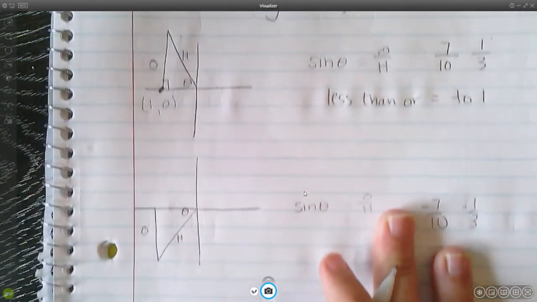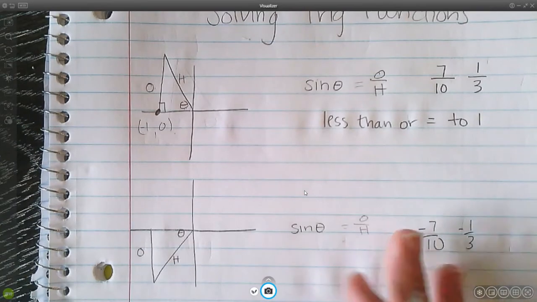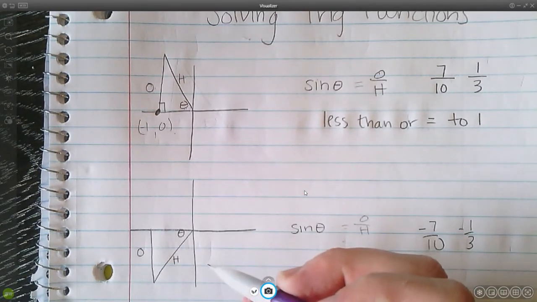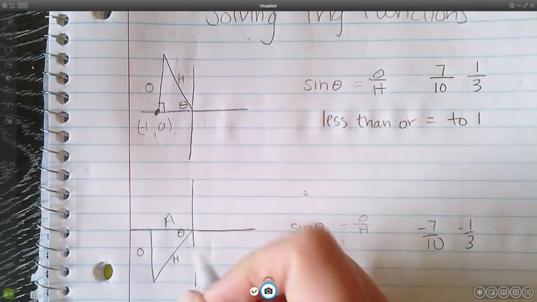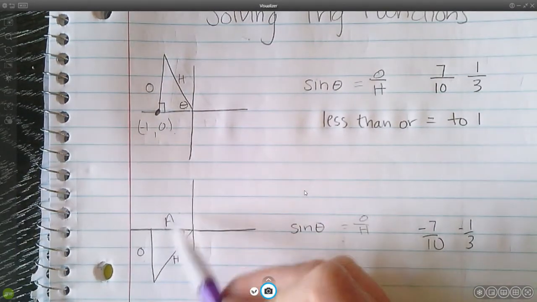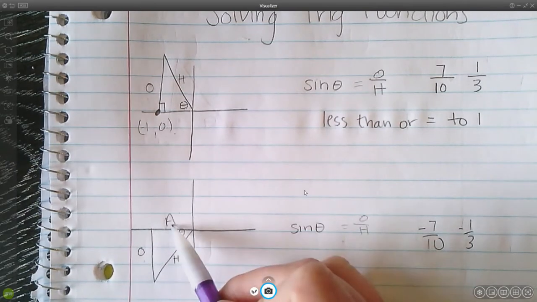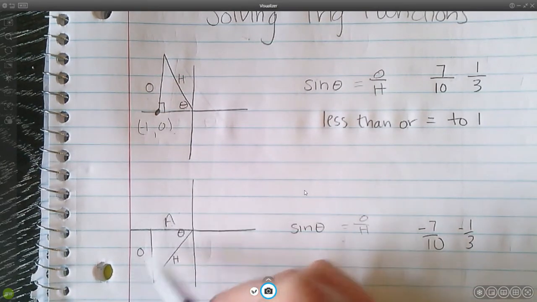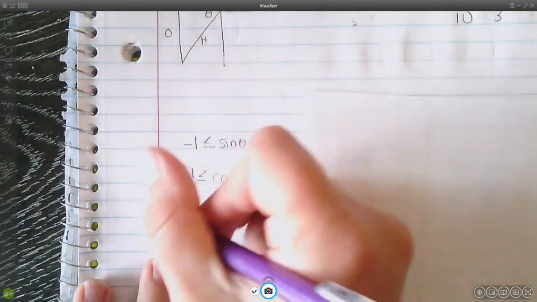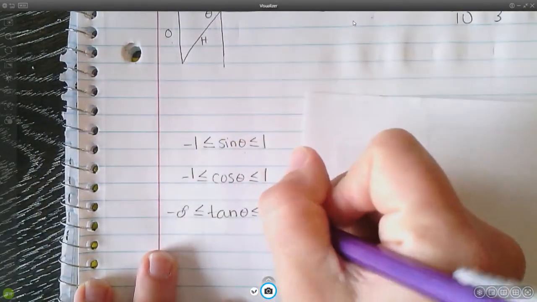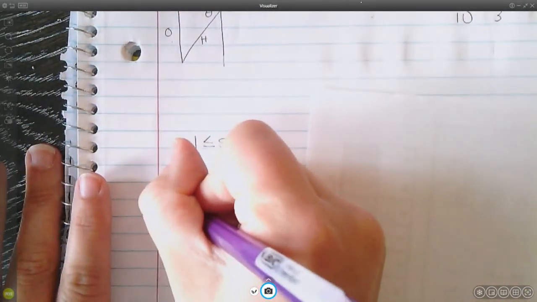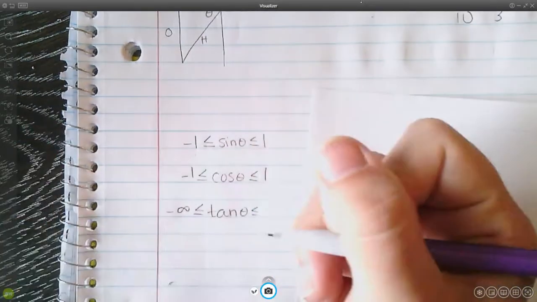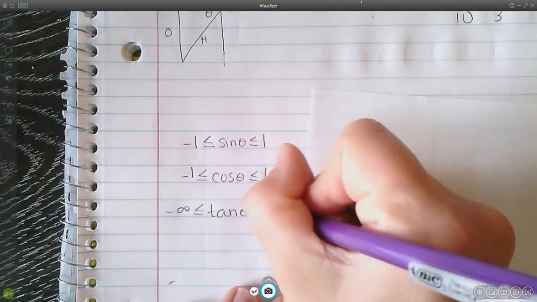So let's go up here quick. And so now if we're talking about tangent, tangent is opposite over adjacent. So if this is opposite and this is adjacent, well, these two things can be any number they want, and they don't depend on one another. So tangent of theta can actually be between -infinity and +infinity.